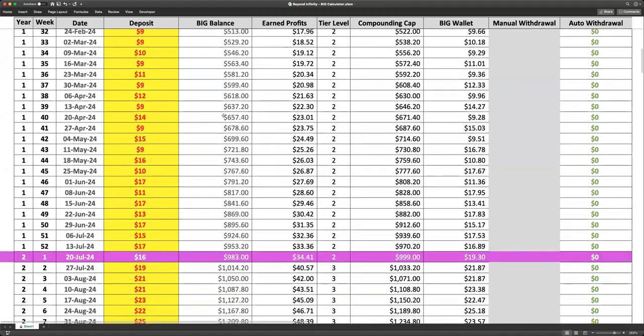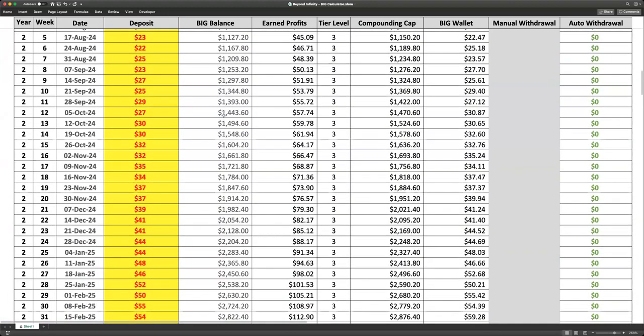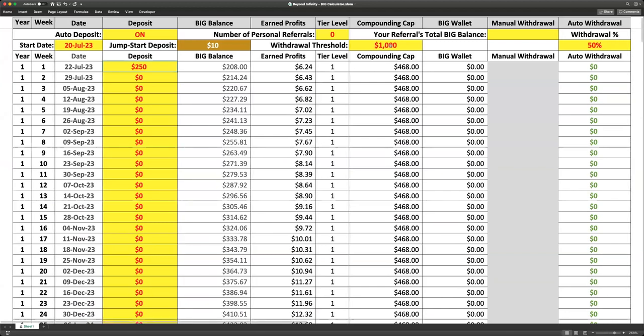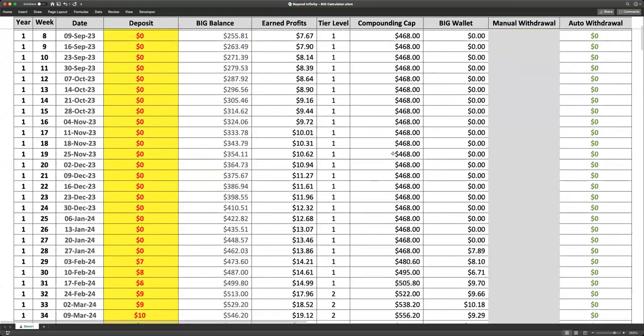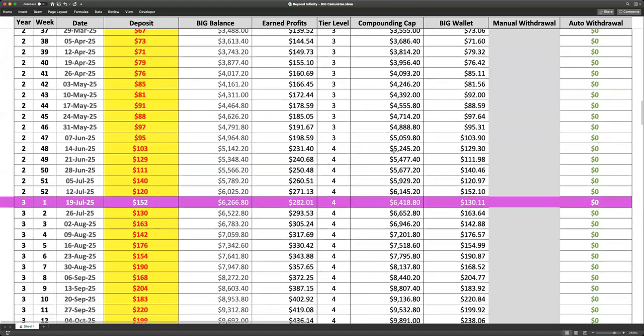Okay, so now there's two things that we're looking for here. Number one, we're looking for when your auto withdrawals begin. And we're also looking at when your big balance reaches 10,000 or more. We set this at 1,000. We could put it back to 100, but you don't need it, so let it grow. Let it do its thing.